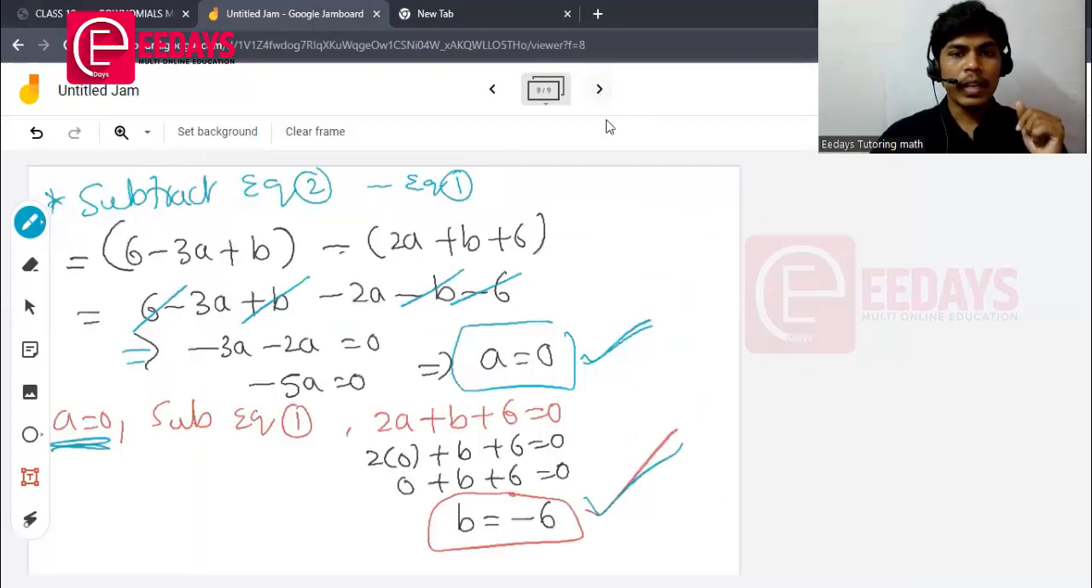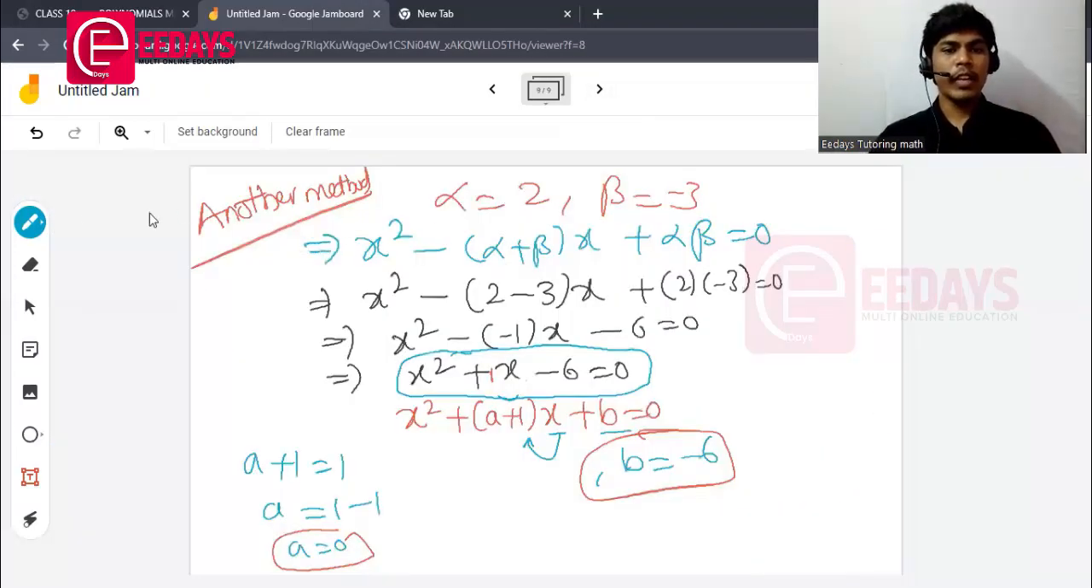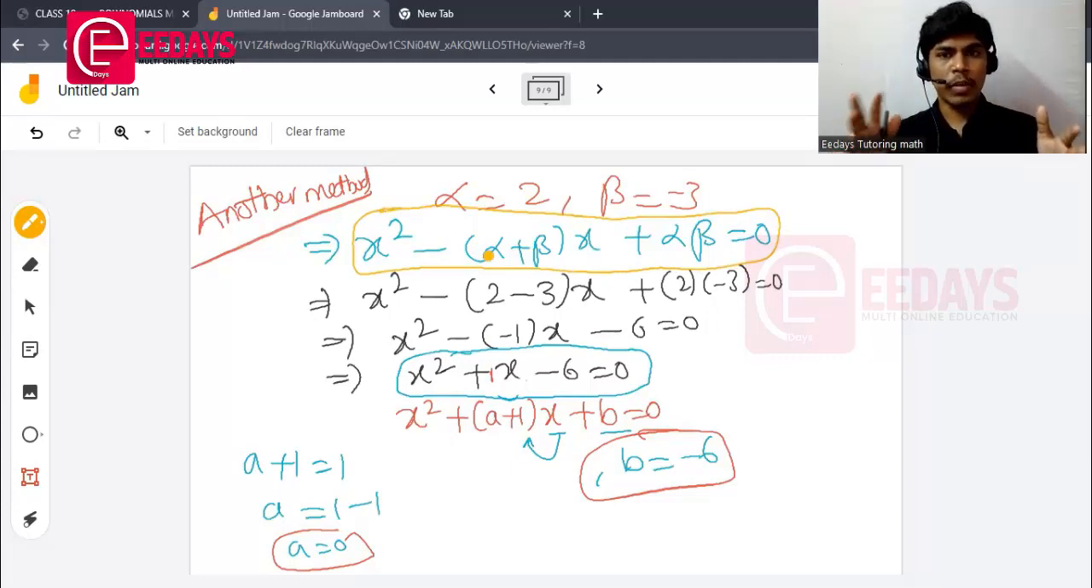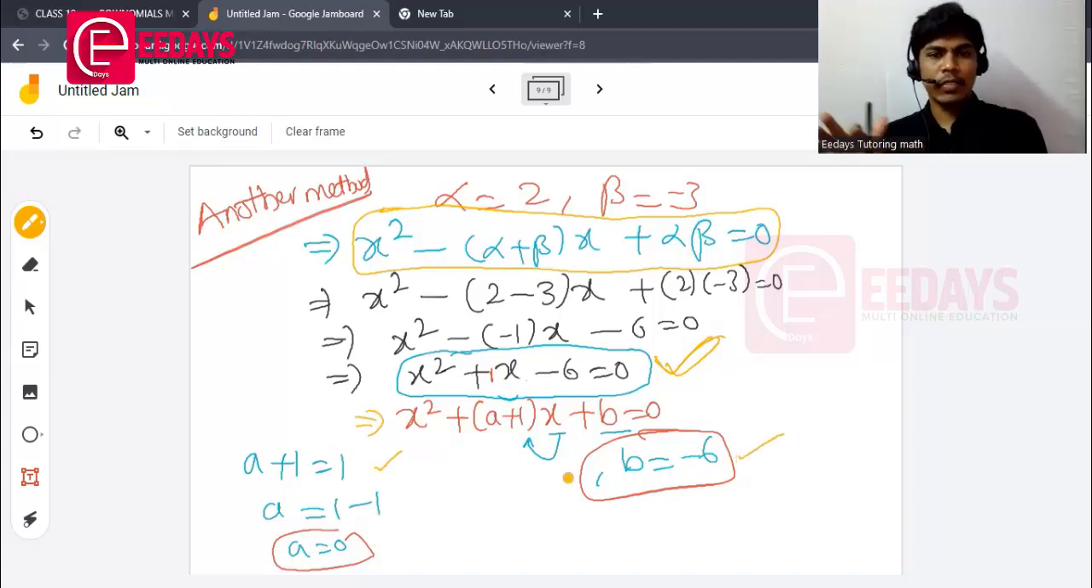But in examination, if you remember the standard form of the quadratic polynomial equation, x square minus sum of zeros into x plus product of zeros, we just apply it over there. Alpha is equal to 2 and beta is equal to minus 3. So we are getting this equation. We just compare with the question. This is the question they gave. Coefficient of x is a plus 1. A plus 1 is equal to 1 and b is equal to minus 6. I think this method is very simple and easy too. If you couldn't remember the standard form of this polynomial equation, then it would be difficult. You should apply the first method. All right.